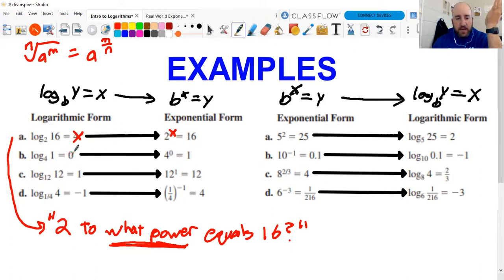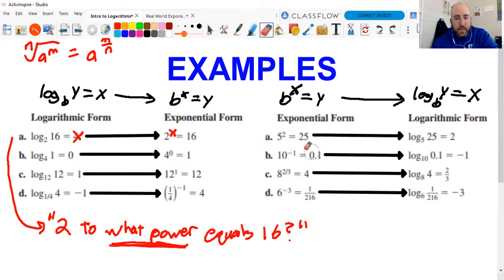Here we'll skip B. Again, that's about having a 0 exponent, anything to the 0 power is 1. But even look here. 12 to what power is 12? All right, 12 to what power is 12? Well, anything to the first power is itself. So 12 to the first power is 12. That's all that one's asking, okay?